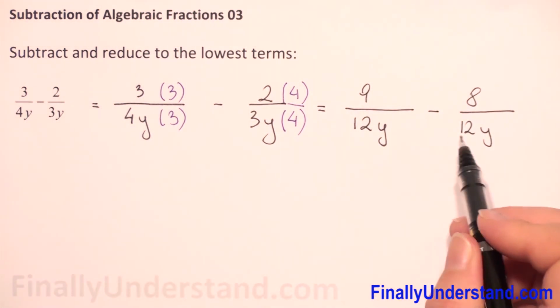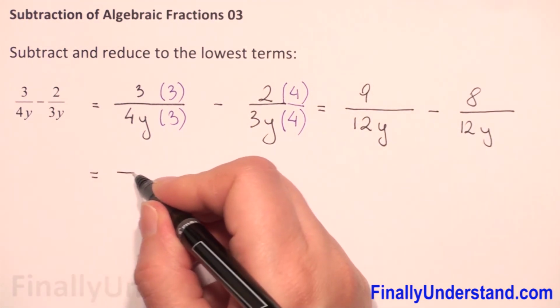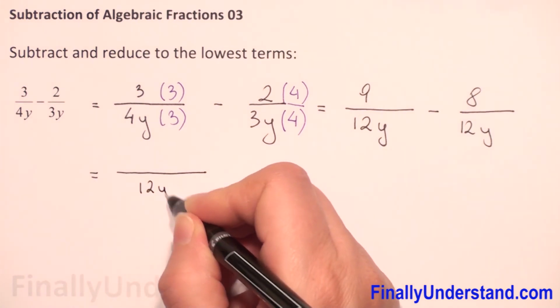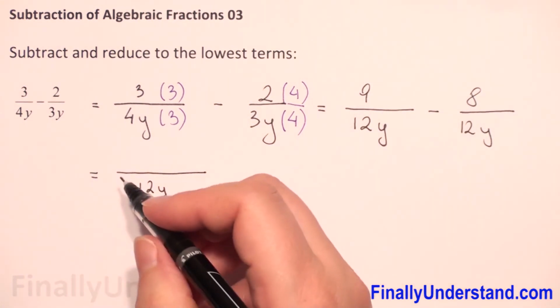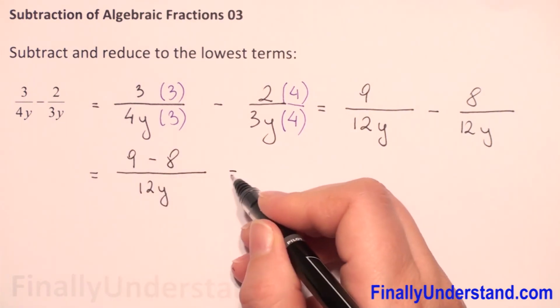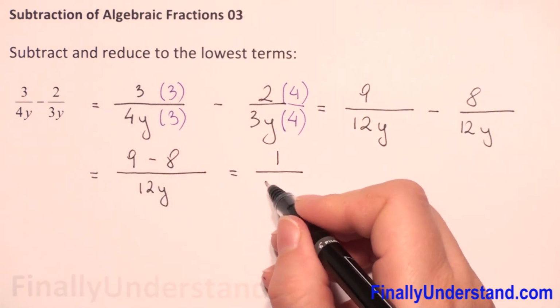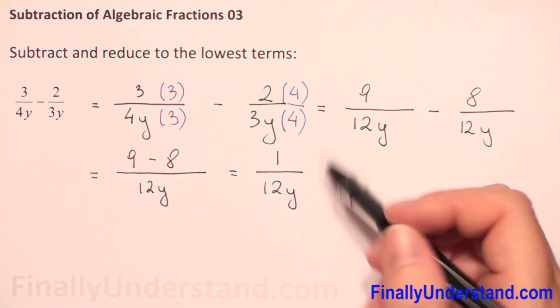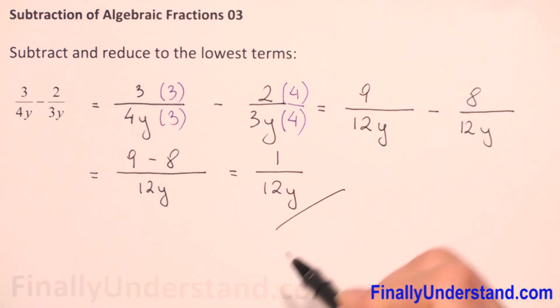Now when we have the same denominators, we copy the denominator, and we have to subtract the numerators. 9 minus 8. So this is 1 over 12y. We cannot reduce anything here, so this is my solution.